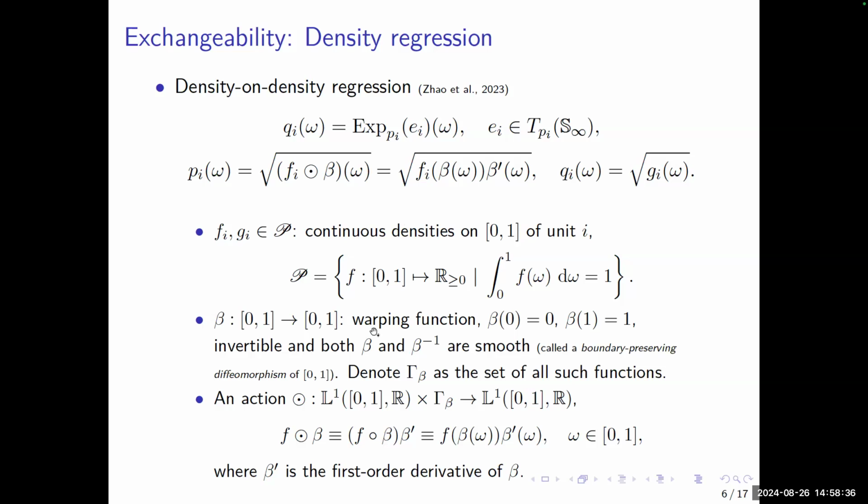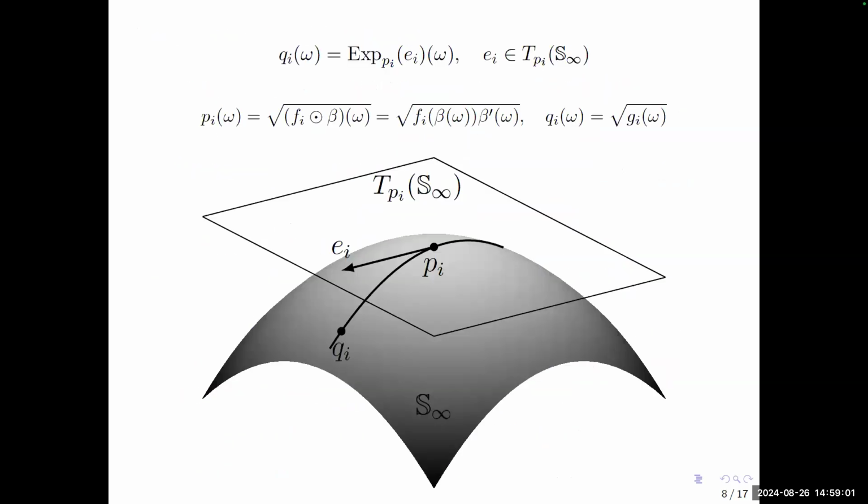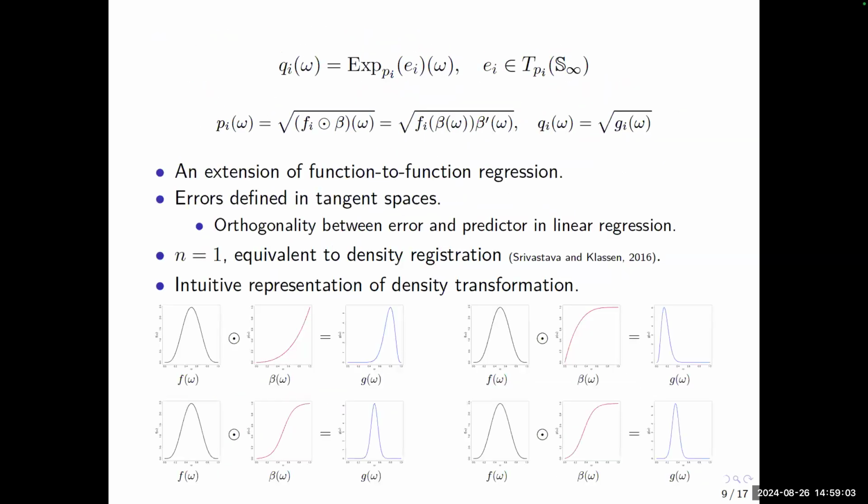And then we try to connect the two using a warping function. You can think about this warping function as an analogy to the beta coefficient in linear regression. We use this warping function to give a more straightforward interpretation of how those two densities are connected, or transformed from one to the other. So this gives an example of how those two are connected.